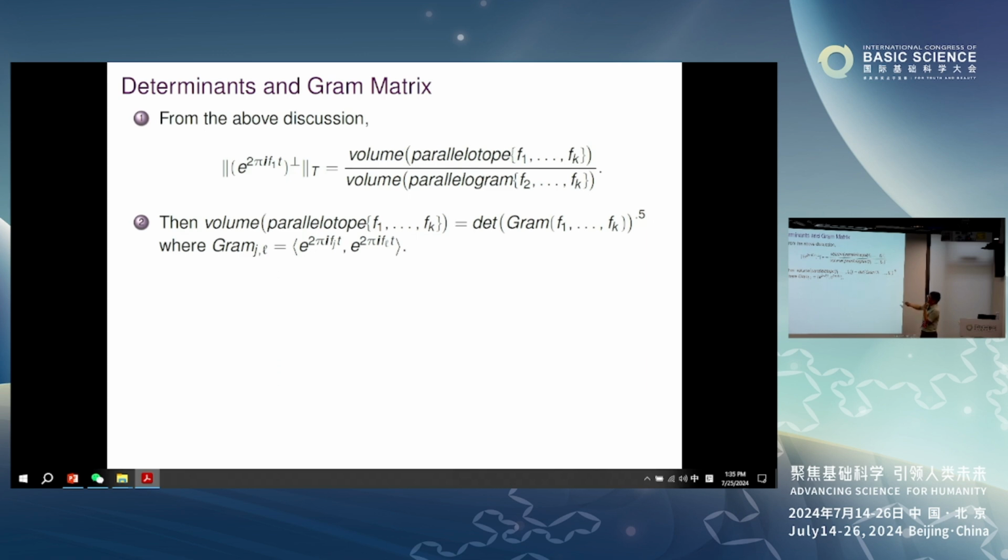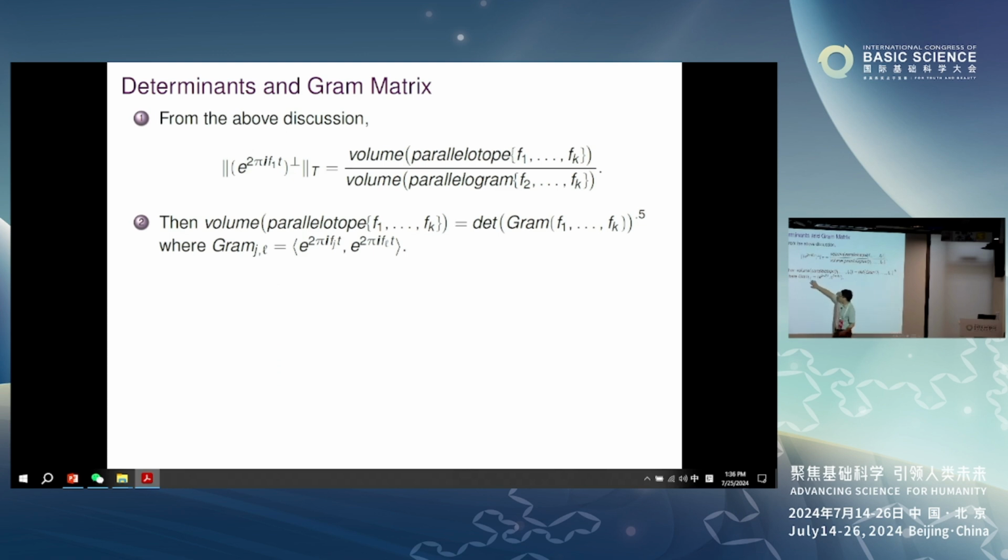So the orthogonal part is basically the volume of the parallelepiped of these k wave functions, or k unit vectors, f1 till fk, divided by the volume of another parallelepiped spanned by the rest of the k minus 1 vectors. The volume of this parallelepiped is basically the determinant of these vectors. But of course these vectors have infinite dimension, so I will look at the Gram matrix, compute the determinant, and then take the square root.